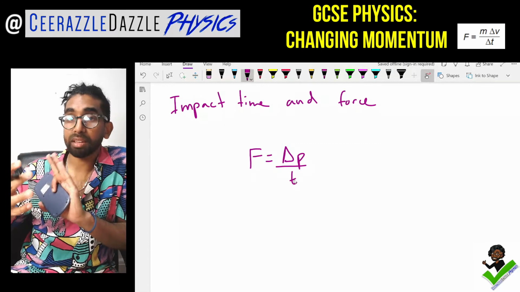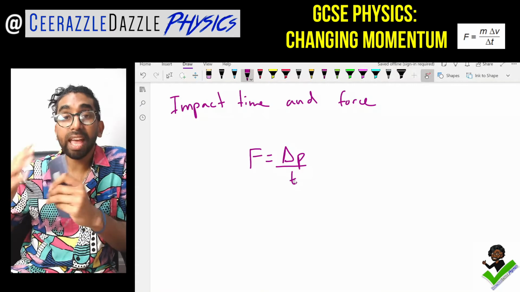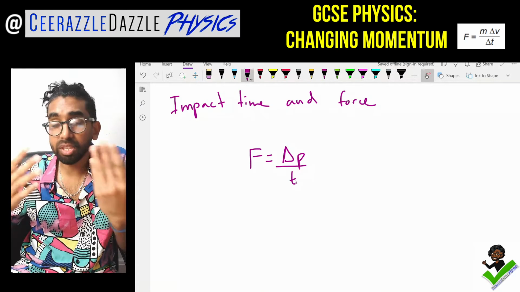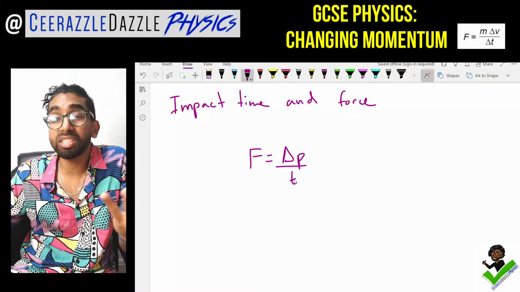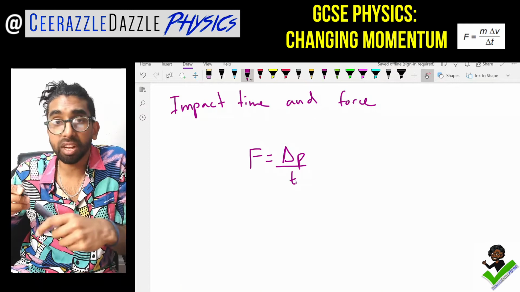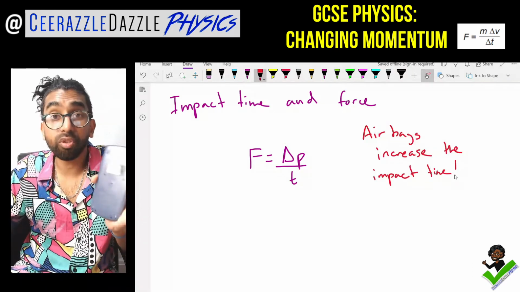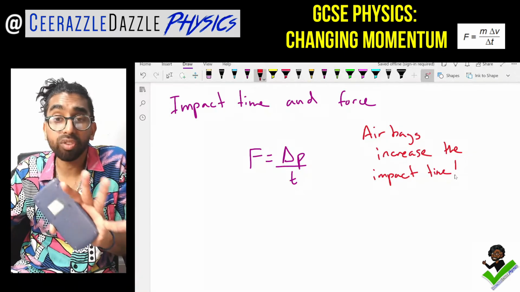Think about an airbag. So let's say a car crashes, yes? The airbag inflates, and the reason why it inflates is because it increases the impact time. So an airbag will increase the impact time. So let's put that down. So airbags increase the impact time.